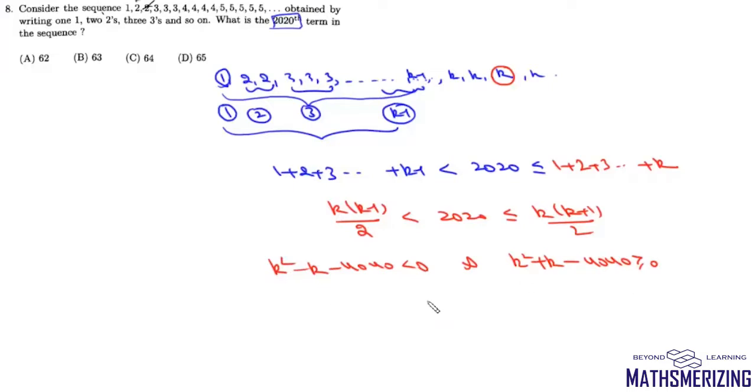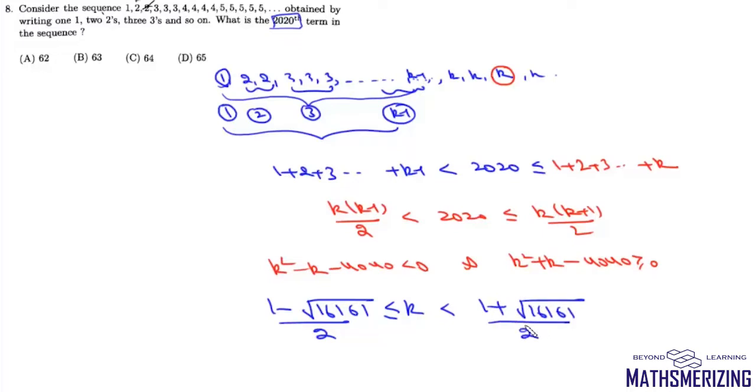Now we'll solve these two conditions. We'll get the result that the value of k should be greater than or equal to (1 minus root of 16161) upon 2, and it should be less than (1 plus root of 16161) upon 2. Now this value is 63.66 something, and the other value is 64.06 something. So the only integral value of k possible in this case is 64. So the value of k is 64, and that's your option number C.